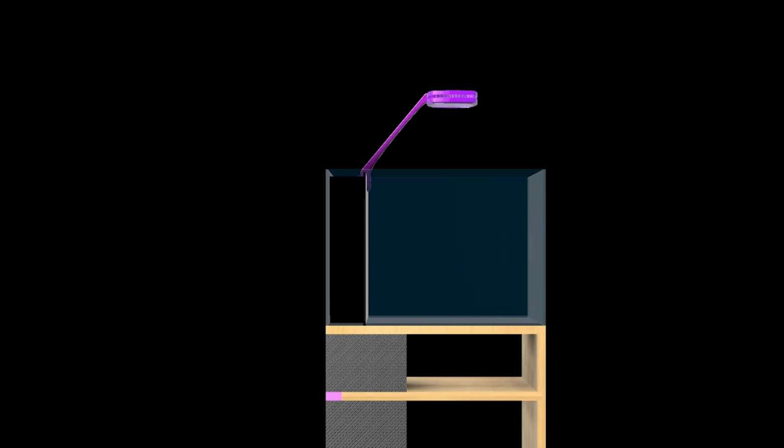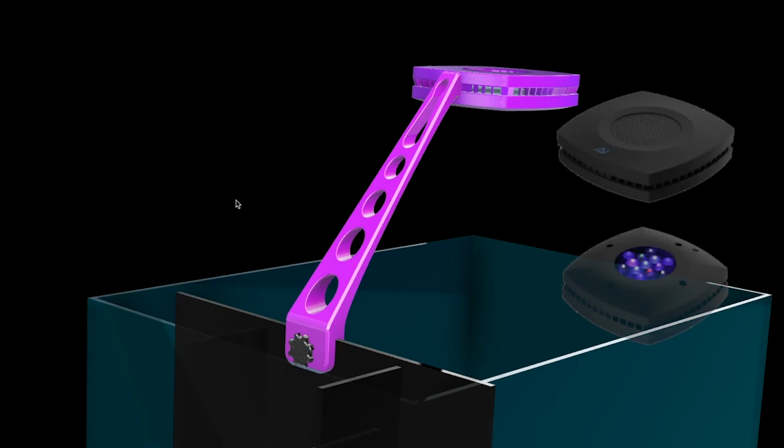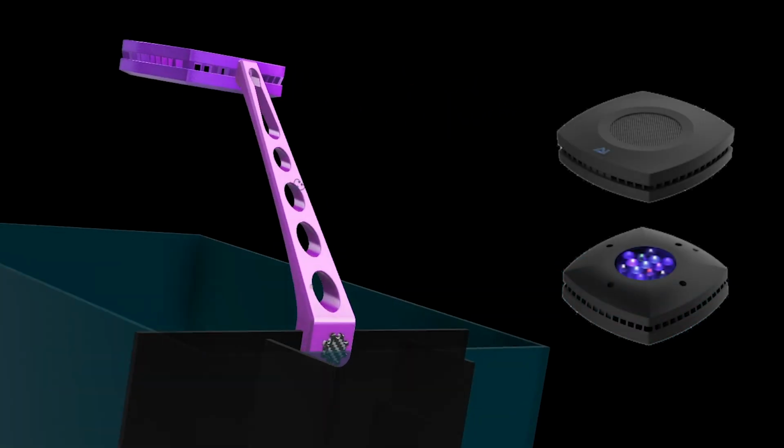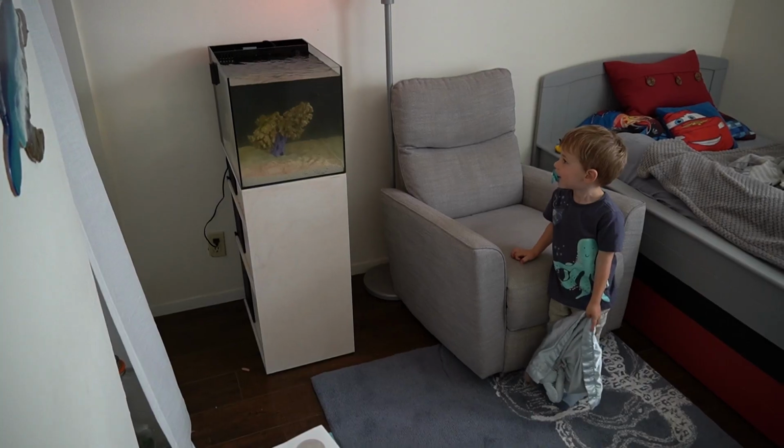In this video, I create a custom light mount for the Waterbox Peninsula Mini. It holds an AI Prime by Aqua Illumination.